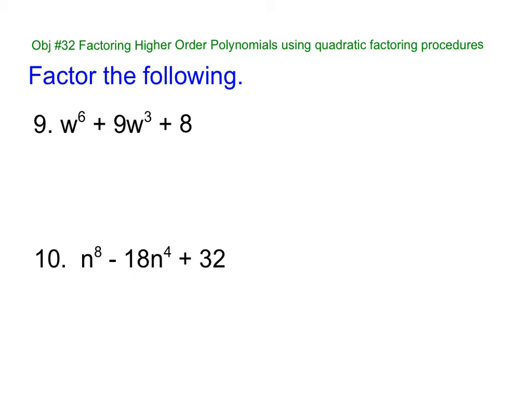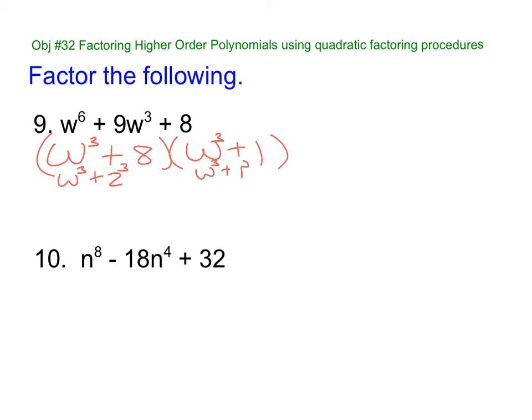Just the fact that I see w to the 6, I'm like, okay, so I'm going to have a w cubed. I'm going to automatically look out for it. Just like if I have an n to the 4th, like in the next one, just the fact that that's an 8th, I'm like, oh, might be a difference of squares in there somewhere. So 8 and 1, 8 times 1. Now both of those are the sum or difference of two perfect cubes. This is w cubed plus 2 to the 3rd, and w cubed plus 1 to the 3rd. So we're going to have a lot here.